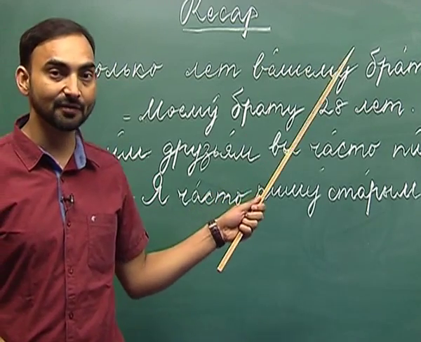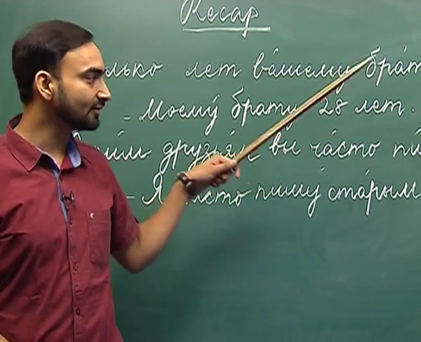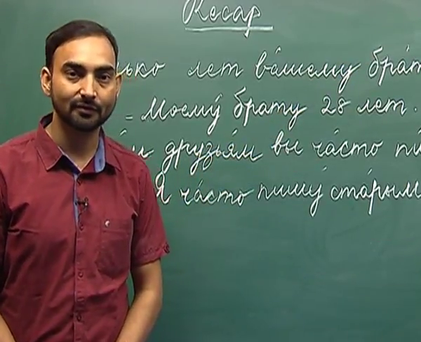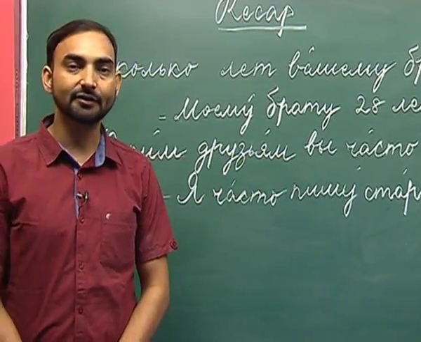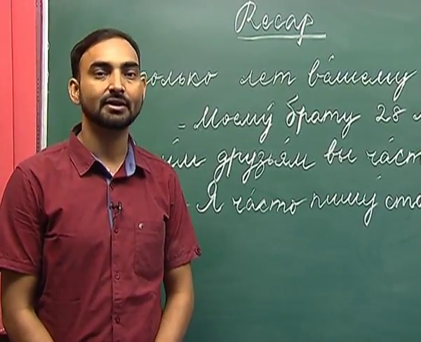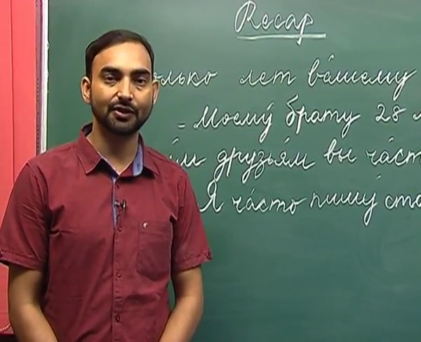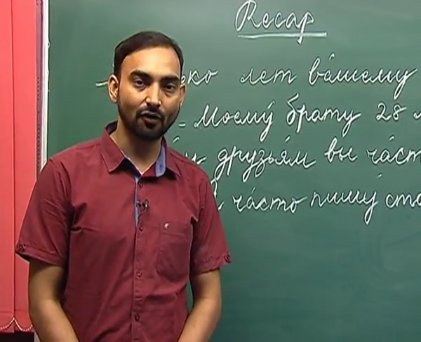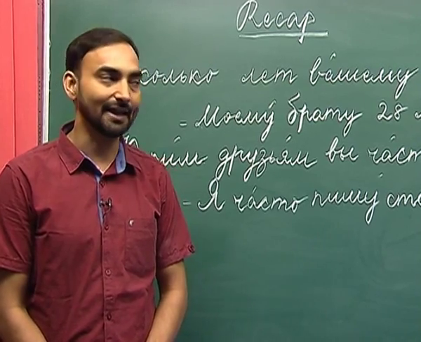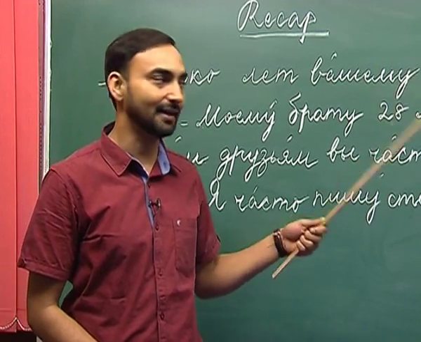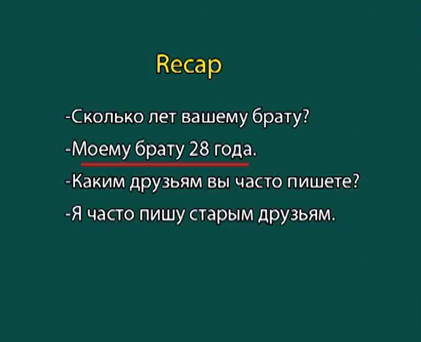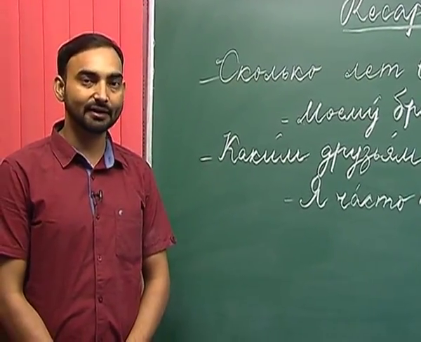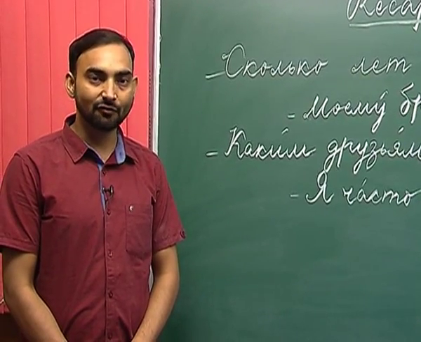So, there are three forms which need to be memorized in order to be able to answer this question. Goth has three forms. If the cardinal number ends with 1, we use goth. If the cardinal number ends with 2, 3, 4, we use goda, and if the cardinal number ends with 5 onwards and 0, we use let. Goth, goda and let.